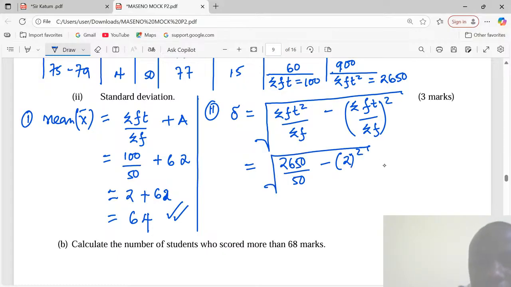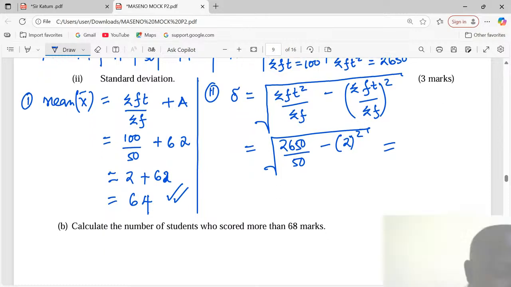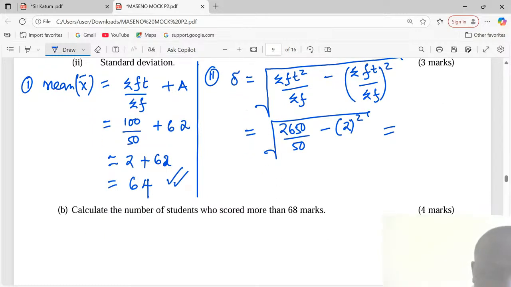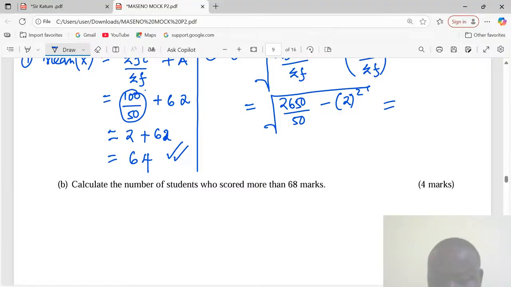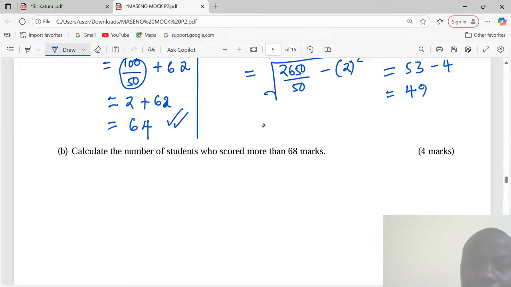The reason I'm using 2 is because we've already worked out that part during the previous stage. So I'm taking this now over 50, and guys, I'm getting 53 minus 4. So when I subtract 4, I'm getting 49. This one is the variance. So standard deviation now shall be the square root of 49, which is exactly 7.